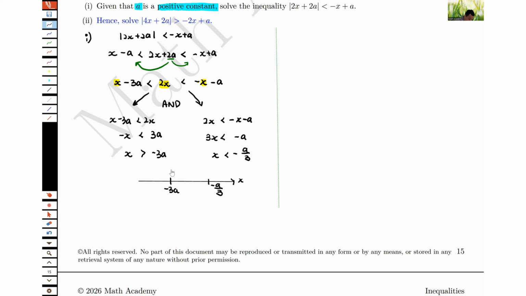Okay, so let's get the number line with the numbers drawn out. You're going to get these two segments. Okay, and in between, that's your intersection point. Okay, so I will get x to be between negative 3a to negative a over 3. Okay, second one.